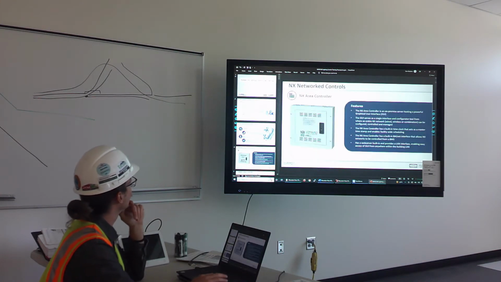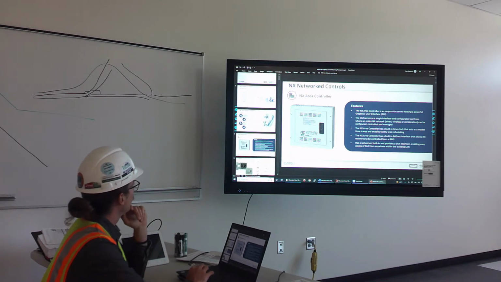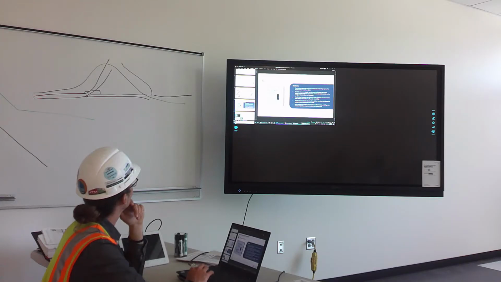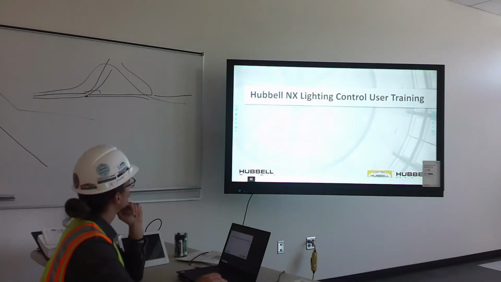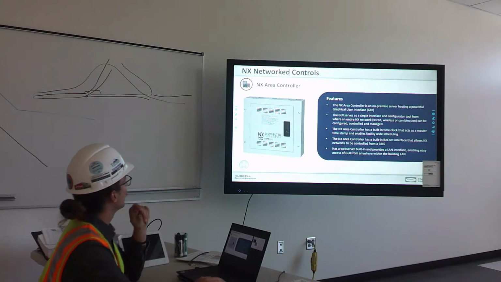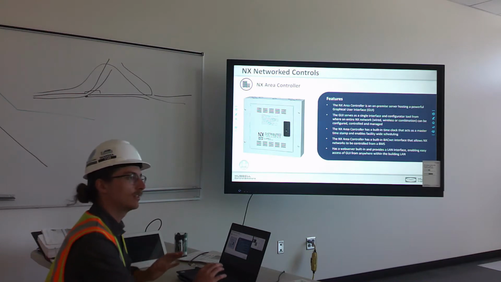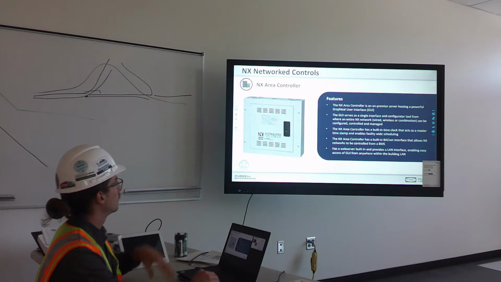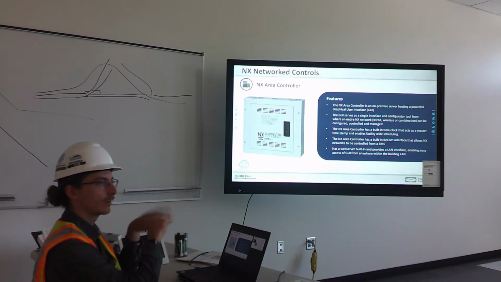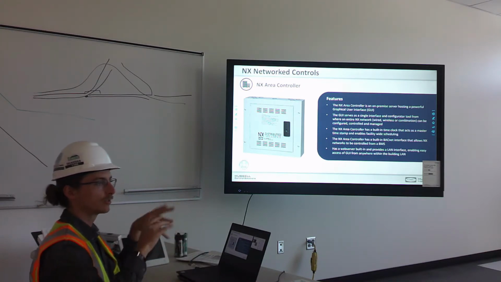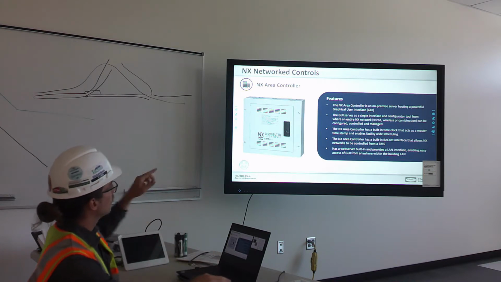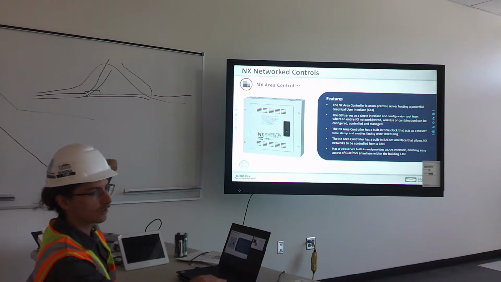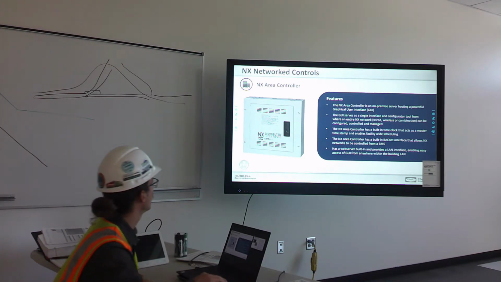So the NX area controller, that's the main brain of the system. It's what interfaces the network down to all the rooms throughout the entire building. And that's going to be located in the electrical room, I think it's just on the other side of this wall. We'll check that out once we're done here.